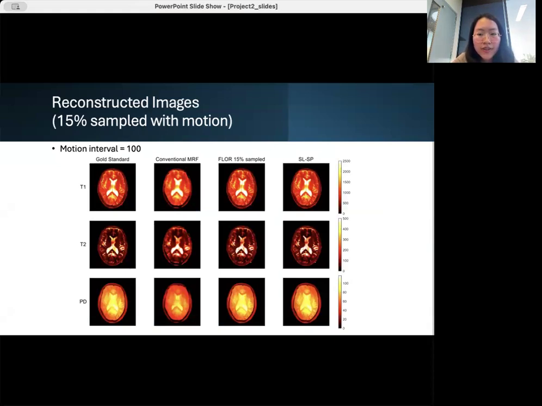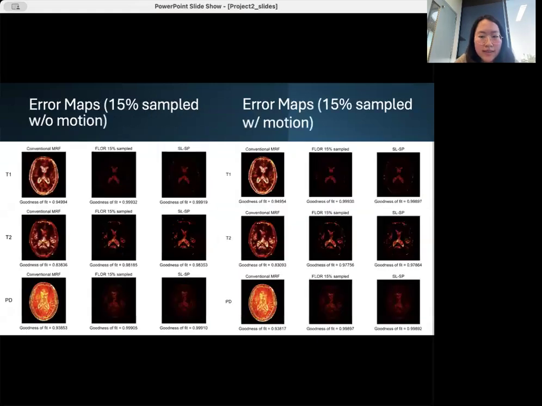When we chose a motion interval equal to 100, we can gain these results. And to better compare the methods, we also analyzed the error maps both with and without motion. The results show that the goodness of fit decreases for all methods when motion is introduced. However, the decline in performance for FLOR and SLSP is slightly smaller compared to the conventional MRF method. Additionally, the reconstruction performance for T1 and PD is less affected by motion compared to T2.